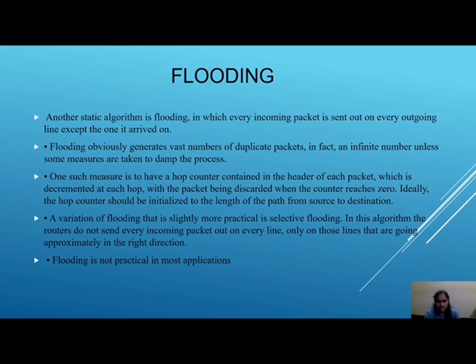Flooding. Another routing algorithm is flooding, in which every incoming packet is sent out on every outgoing line except the one it arrived on. Flooding obviously generates a vast number of duplicate packets, in fact, an infinite number unless some measures are taken to dam the process. One such measure is to have a hop counter contained in the header of each packet, which is decremented at each hop, with the packet being discarded when the counter reaches 0. Ideally, the hop counter should be initialized to the length of the path from source to destination.